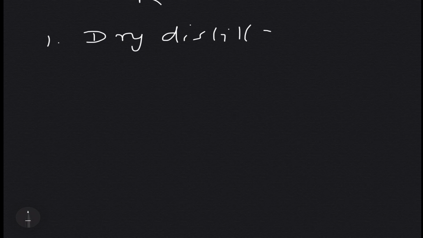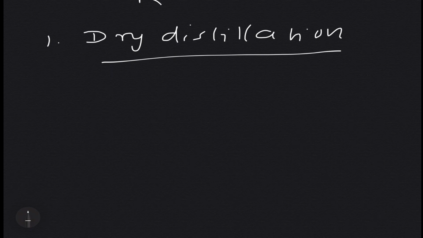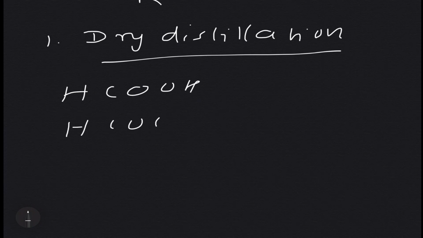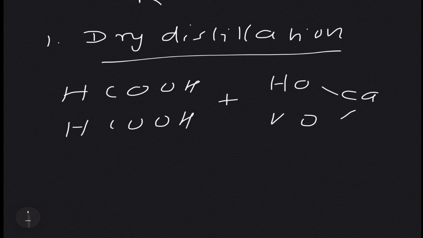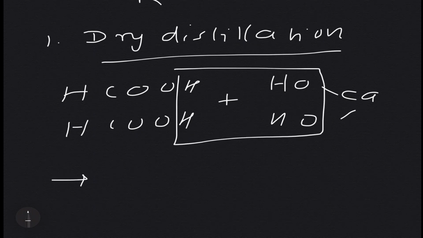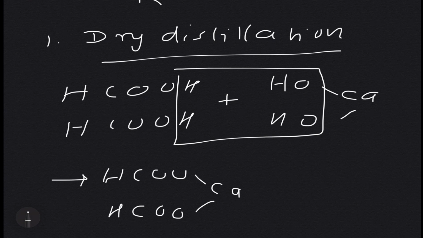One method is the dry distillation process. What's a dry distillation process? When you have formic acid, HCOOH, you have it interact with calcium hydroxide. You eliminate water, and you get calcium formate, (HCOO)2Ca. Heat this component, and calcium carbonate comes out.